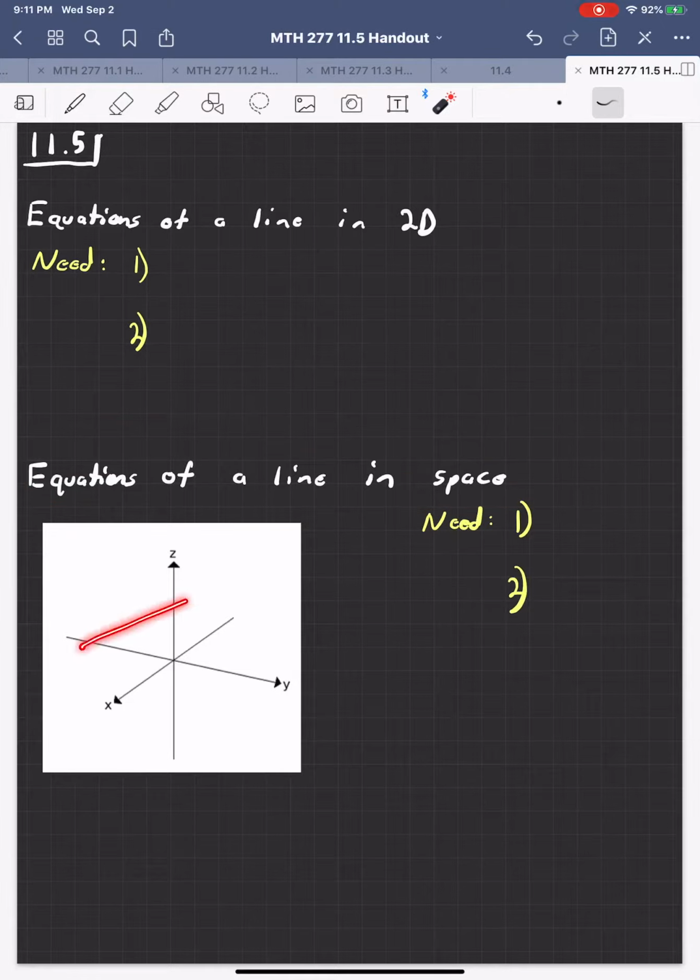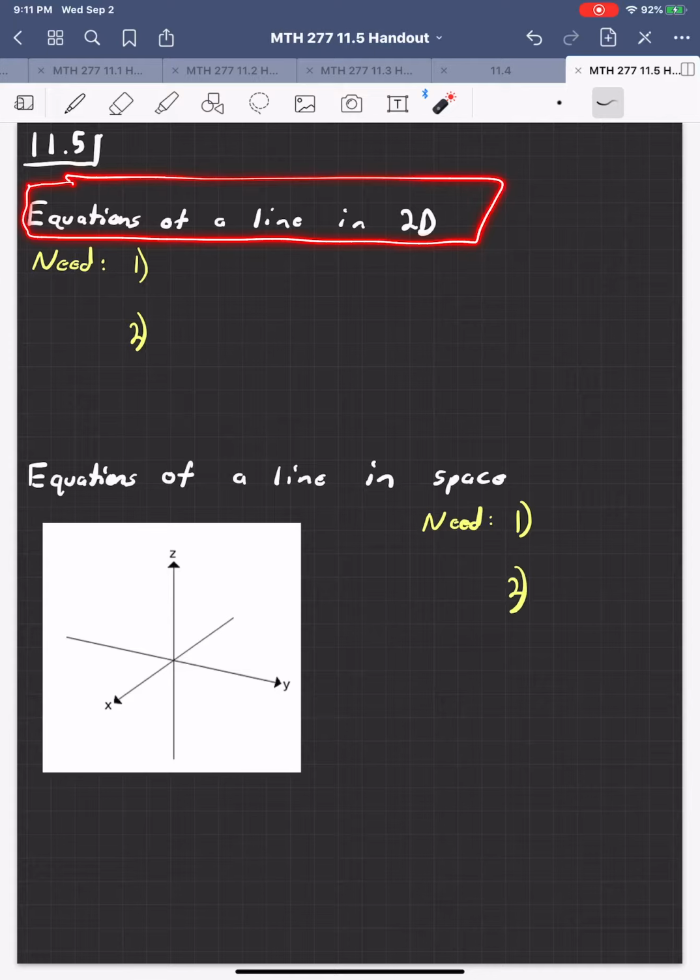If I were just to randomly draw a line out here in space, how would you find the equation of that line? I think it's worth taking a second to think about the two-dimensional analog of this question. Let's think back to our algebra class: what do you need in order to find the equation of a line in 2 dimensions?